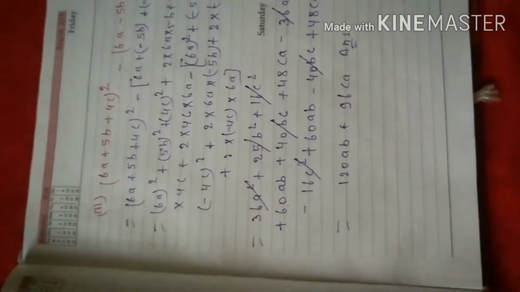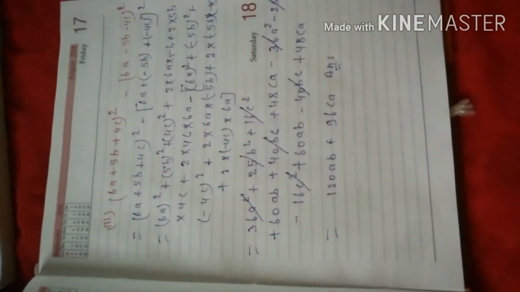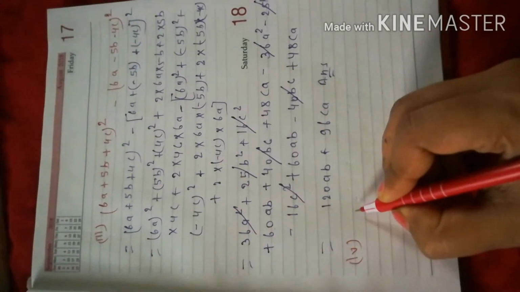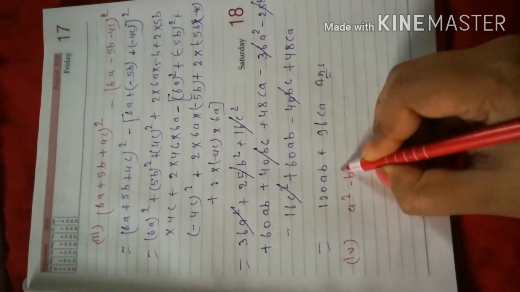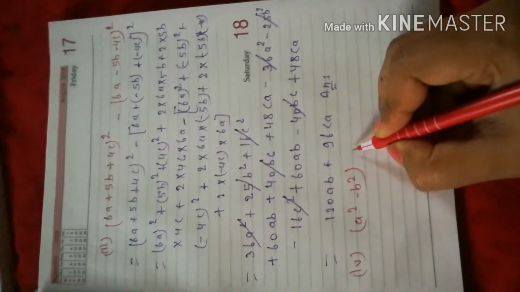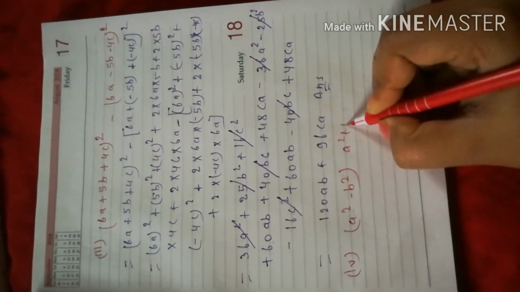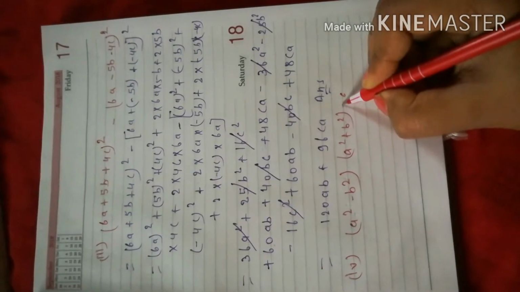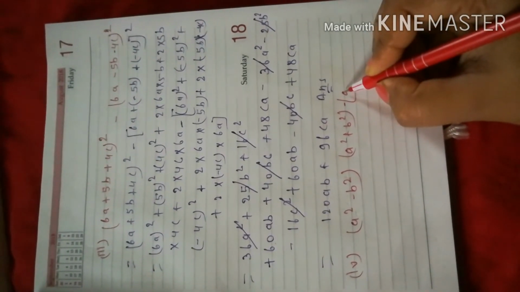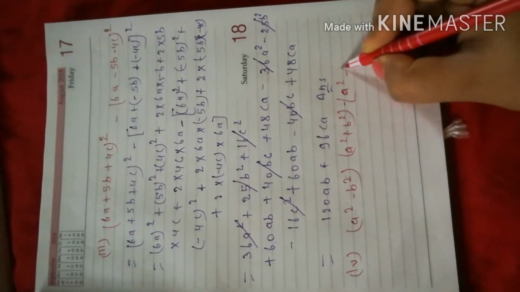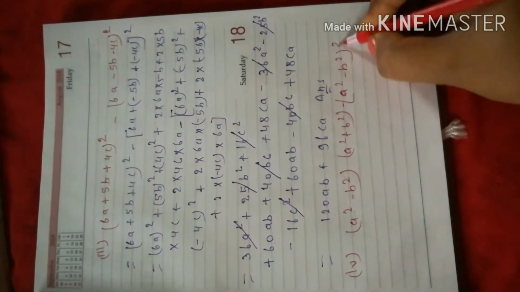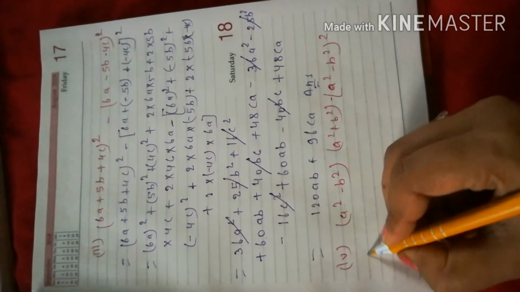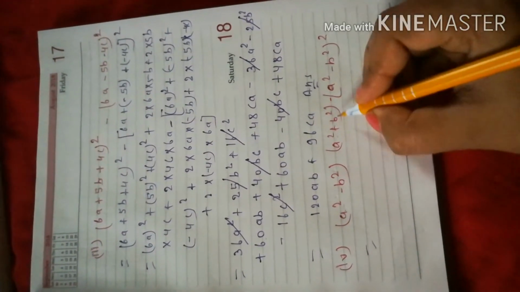Now we will do question number 4. Our question number 4 is a square minus b square, then a square plus b square minus a square minus b square whole square. Here you can see a minus b into a plus b.